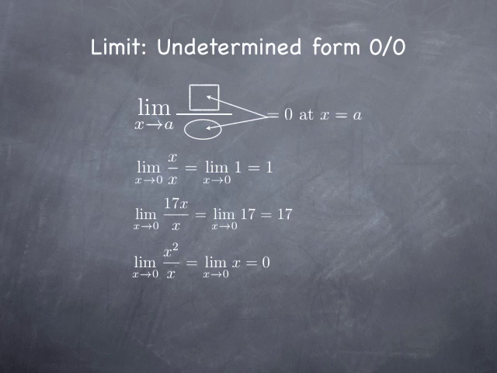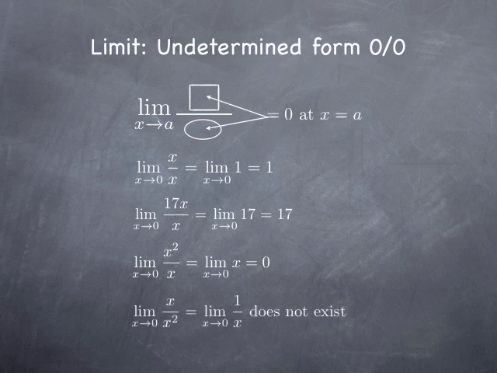A third example, let's say I look at x squared over x. Of course, both top and bottom go to 0, but x squared over x coincides with the function x everywhere except at 0, and the limit of the function x at 0 is of course 0.